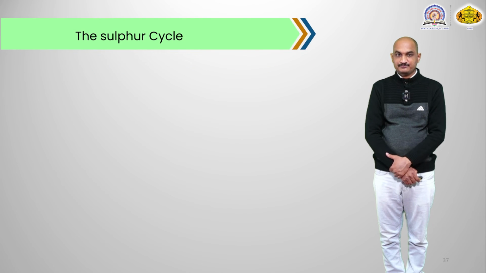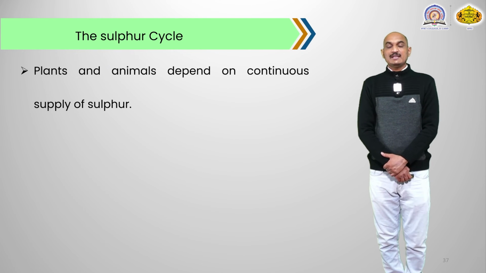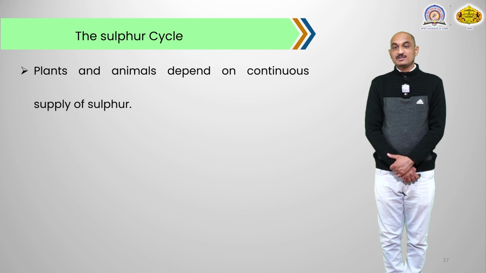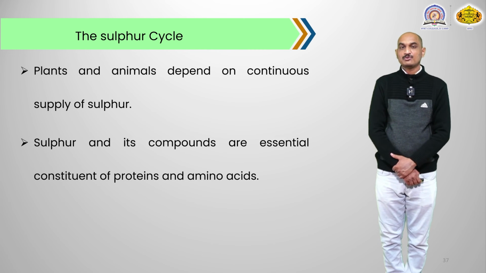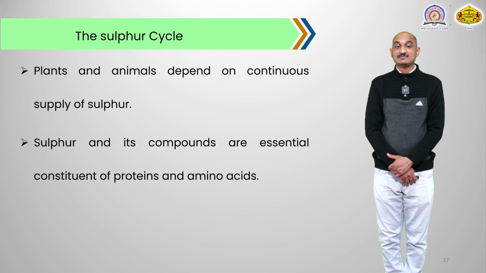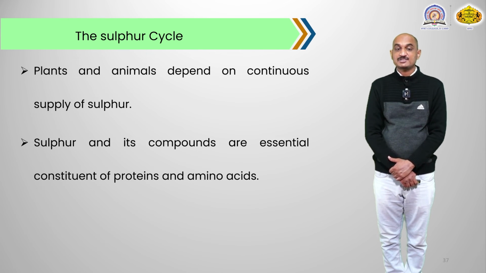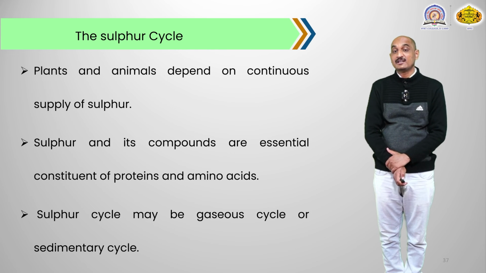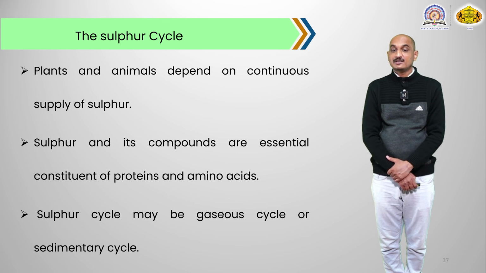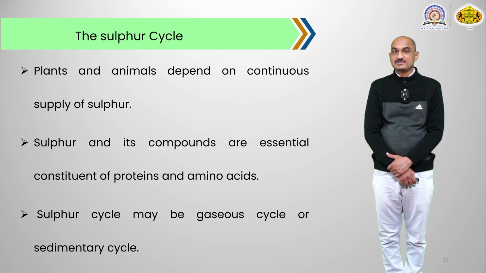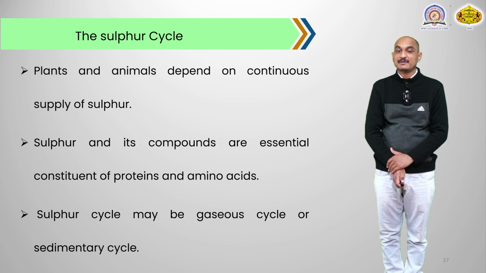And the next cycle is the sulfur cycle. We know that plants and animals depend on a continuous supply of sulfur. Sulfur is most essential for plants and animals. Sulfur and its compounds are essential constituents of proteins and amino acids. Therefore, the sulfur cycle has two types: a gaseous cycle and a sedimentary cycle.